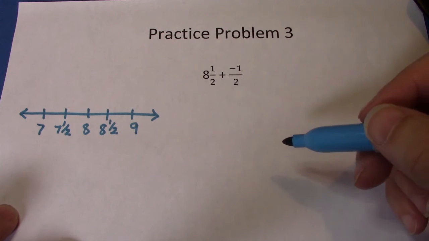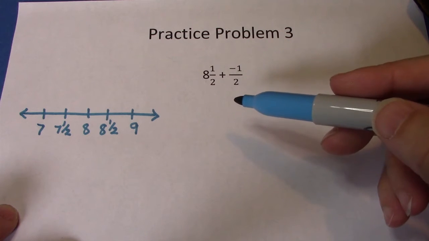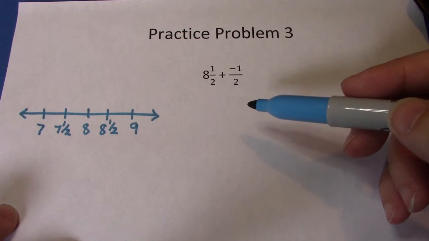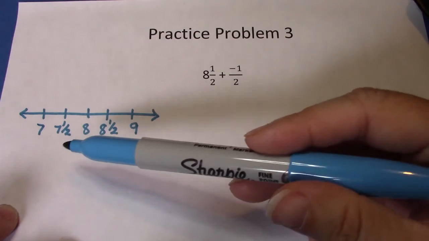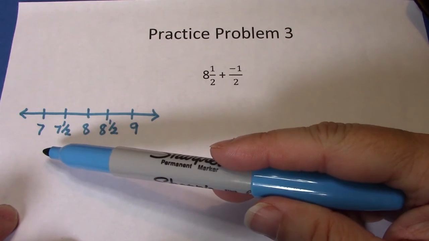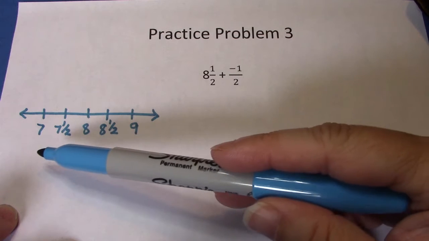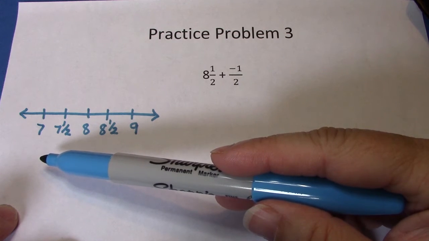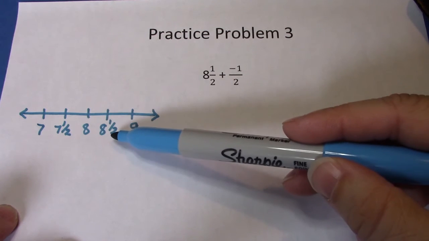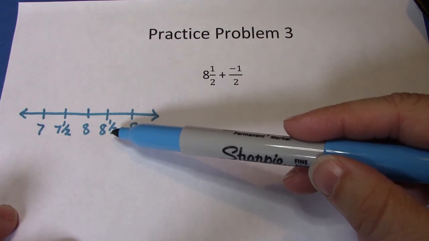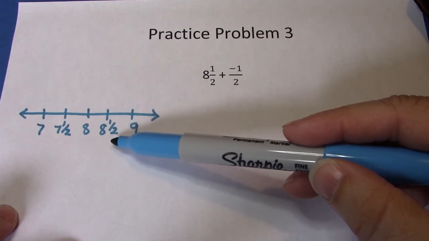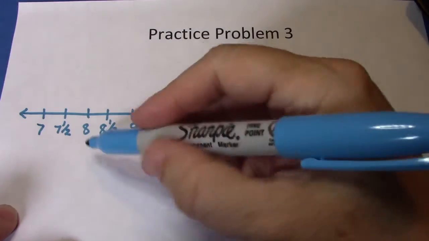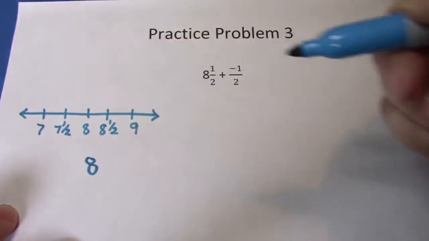Problem 3 is positive 8.5 plus a negative 1/2. So number lines can have not just integers or whole numbers, they can have fractions, decimals, anything you want. So we'll start at 8.5, that's our beginning number. We are adding a negative, so we're going to move left. We're only going to move left half a space, and that's from 8.5 to 8. So the answer is 8.